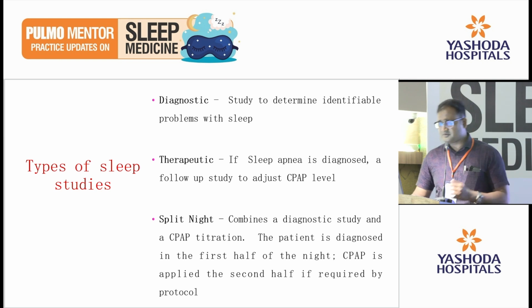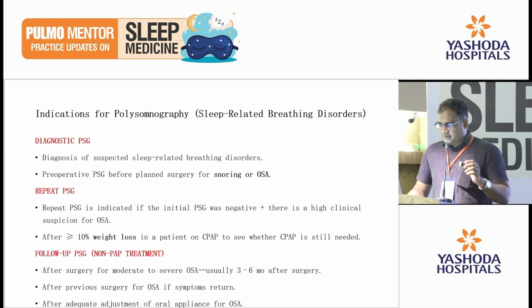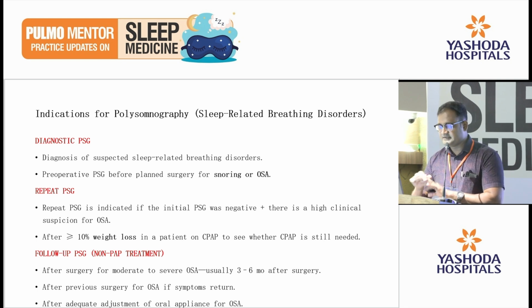Then coming to types of polysomnography, we all know diagnostic, in which we have to diagnose whether the patient has OSA or not. Therapeutic, when sleep apnea is diagnosed, a follow-up study to adjust the CPAP level. And split night: in the first half, you go for your diagnostic polysomnography, and in the next half, you go for your therapeutic study. Then coming to indications of polysomnography, for a pulmonary physician, the bread and butter is sleep-related breathing disorder. So in a case of respiratory problem, there are three kinds of polysomnography: diagnostic, repeat, and follow-up.